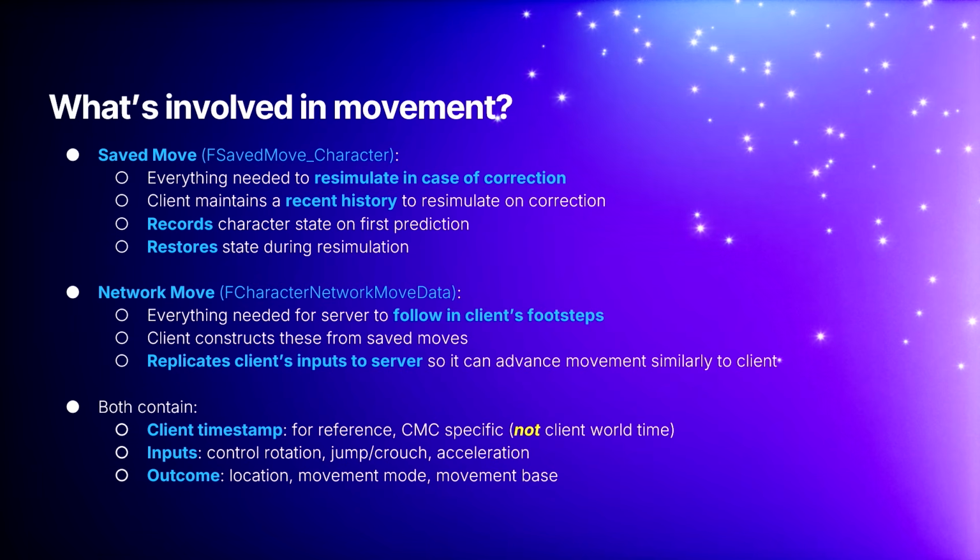Now, both the saved move and the network move contain a client timestamp, which the server will use to update the character movement with the same delta times, and also some inputs like my control rotation, whether I want to jump and crouch, and the acceleration that the client applied. The client will also send some outcome, but this is mostly used on the server to compare. I want to note here that the client timestamp that we send is not the client's world time, but rather it's a CMC-specific timestamp that gets rolled over back to 0. This is mainly so we can save some bits when networking. So don't assume that this is a constantly increasing time. It also has no meaning on other clients.